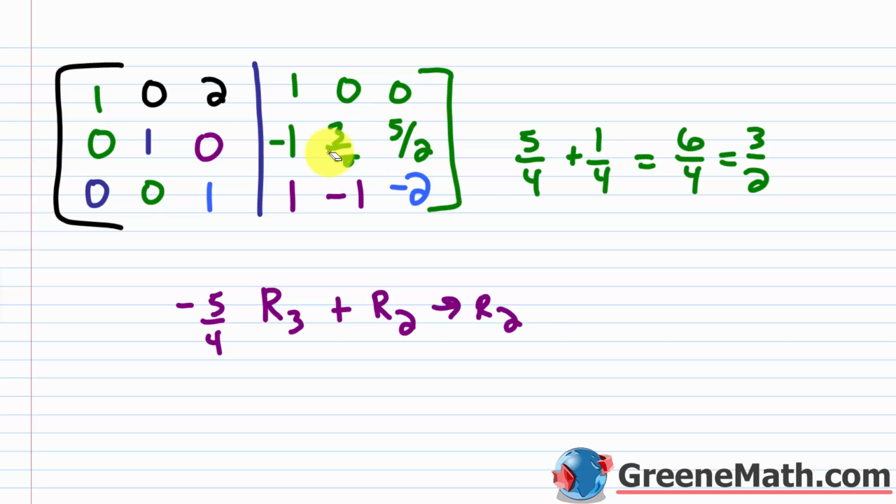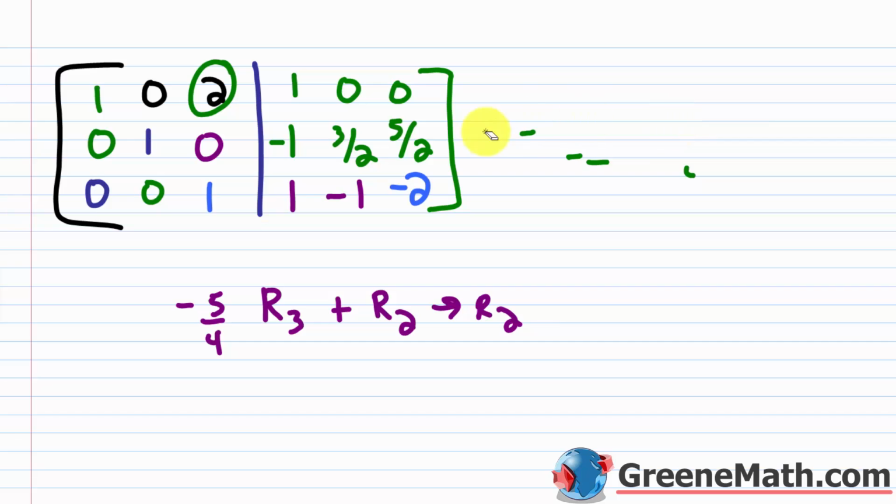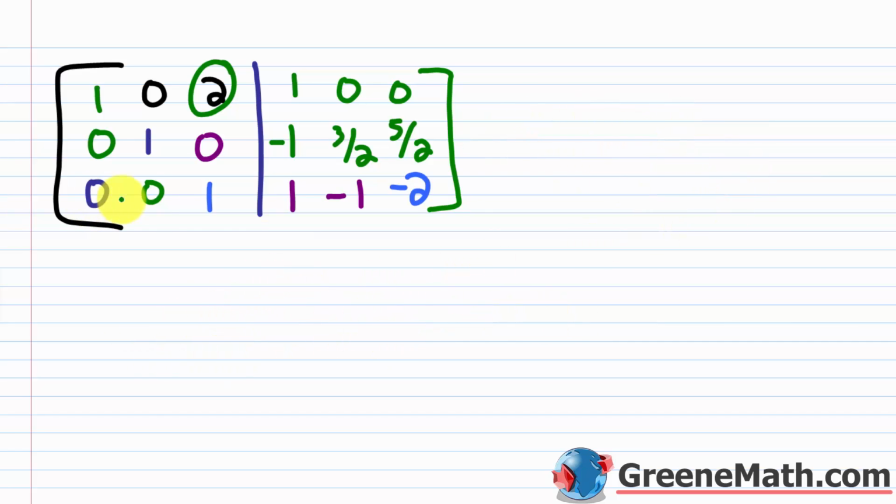All right, let me make this better because that doesn't look so good. Okay, so we have that completed now. And we just need to get a 0 in this entry here, and we will finally be done. All right, so how can we do that? We multiply row 3 by negative 2, the opposite of 2. So row 3 gets multiplied by negative 2, add the result to row 1.